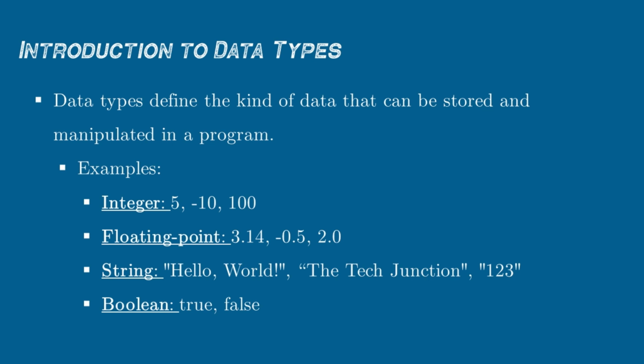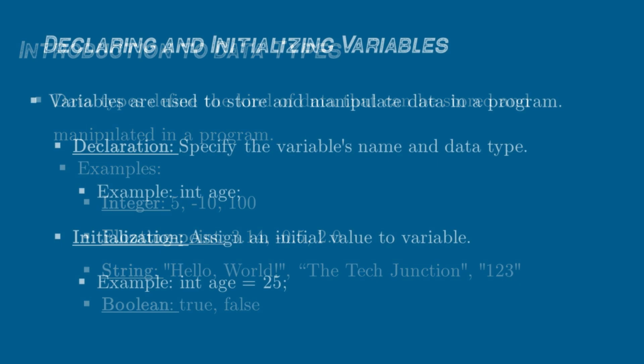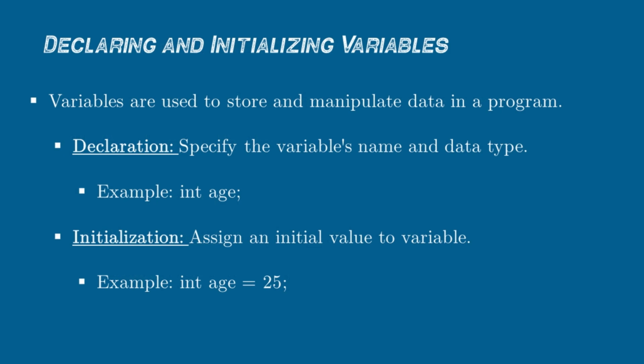Boolean. Boolean data type represents a logical value, which can be either true or false. Declaring and initializing variables. Variables are used to store and manipulate data in a program. To use a variable, we first need to declare it and assign a data type.